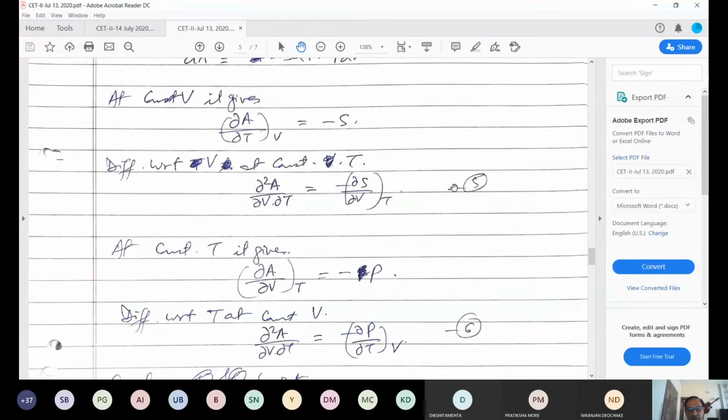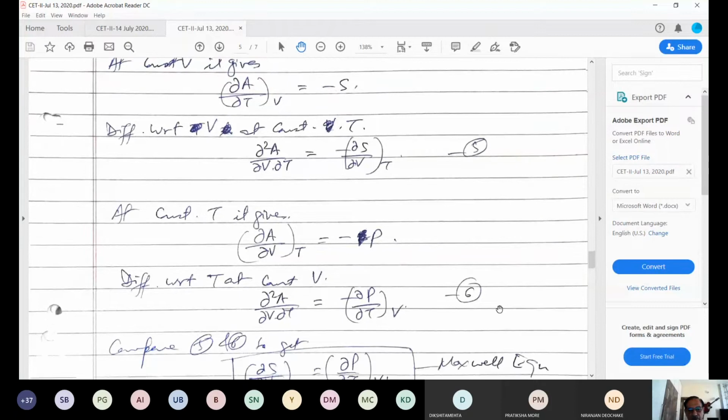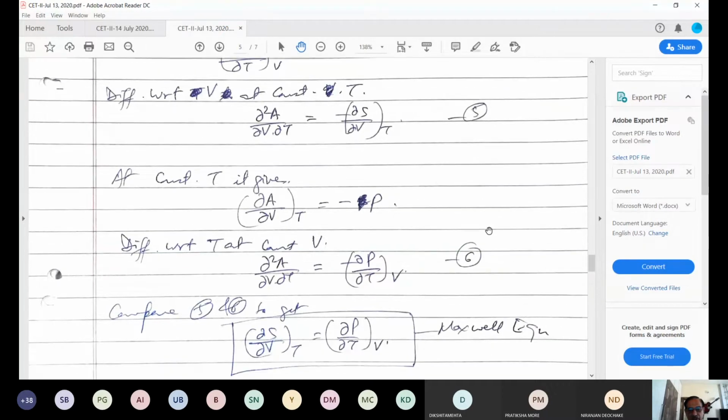And if we compare equation 5 and 6, the left hand side is the same, so the right hand side has to be equal. And that is the Maxwell form equation: ∂S/∂V at constant T is equal to ∂P/∂T at constant V. Because both are negative, the negative sign can be removed from both sides and you get positive.